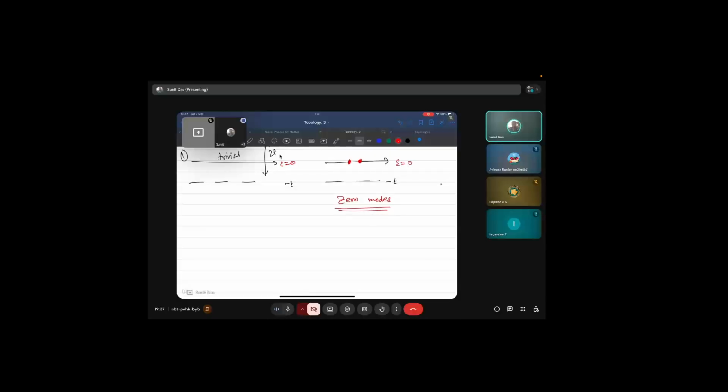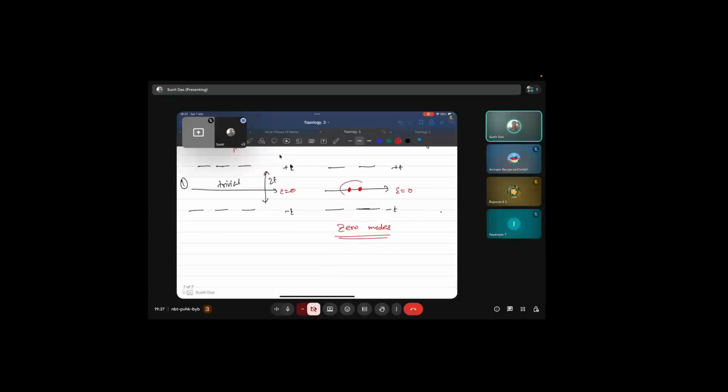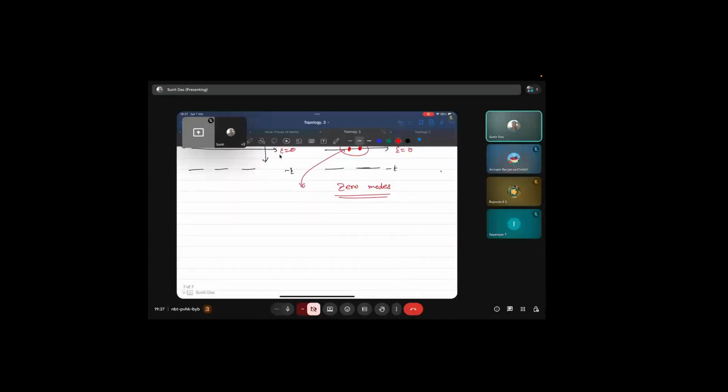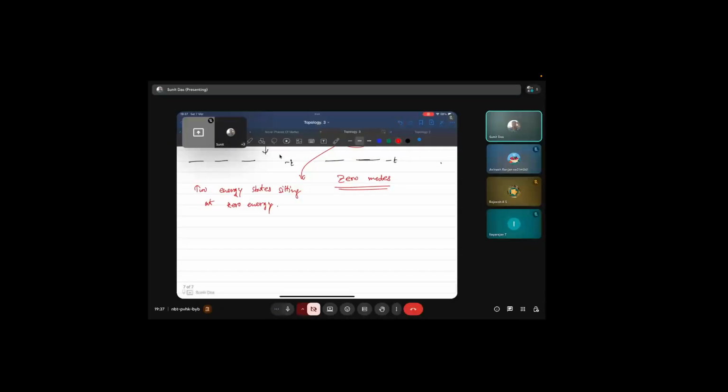So two energy states. So let me write zero energy. Okay, and this is called zero energy modes.